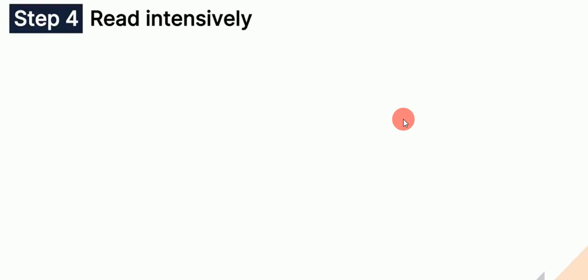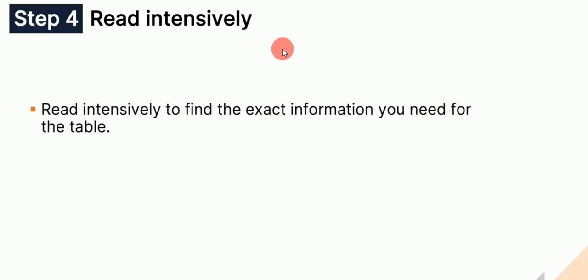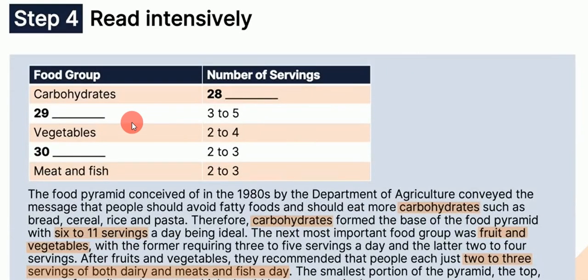The final step is to read intensively. This means reading the section carefully and in detail to find the exact information you need for the table. Can you find the answers needed to complete the table? The words needed are 6 to 11, fruit and dairy.